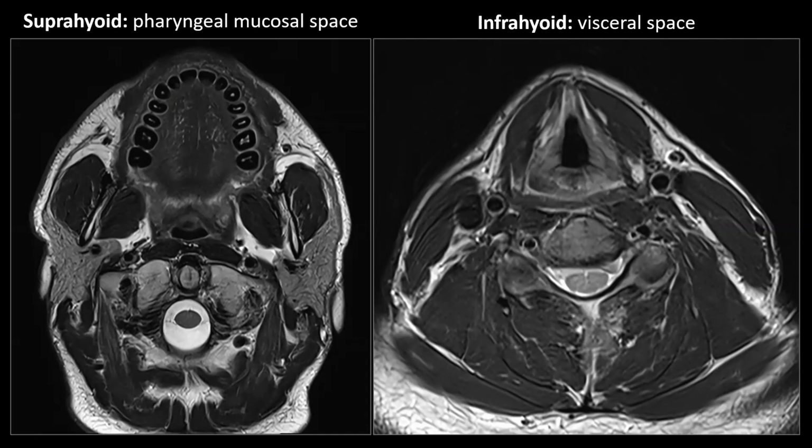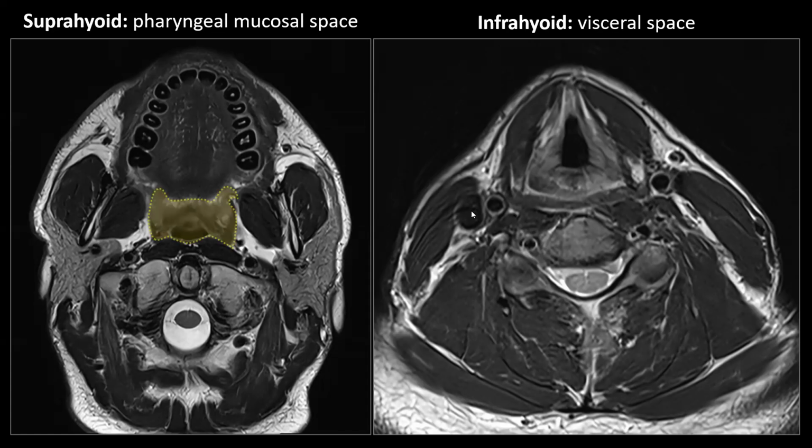Now the terminology teaches us a lot. In the suprahyoid space, we call it pharyngeal mucosal space. Why? Because it's basically the space containing the mucosal lined structures of the naso- and oropharynx and the suprahyoid neck. And in the infrahyoid neck, it's quite similar, but it contains more than just components of the pharynx. It also contains other visceral neck structures such as the larynx and the trachea.